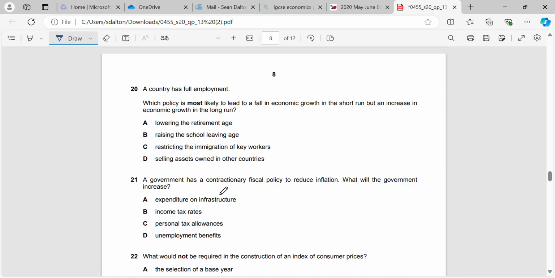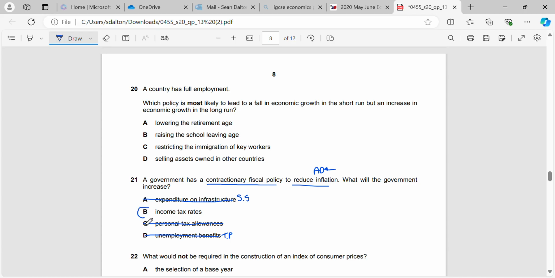Okay, 21. A government has a contractionary fiscal policy to reduce inflation, so we're trying to move AD to the left. What will the government increase? So remember, fiscal policy is the use of taxes and government spending. Expenditure on infrastructure, that would be a supply side policy designed to increase AS. Personal tax allowances, that might be a redistribution of income policy. Unemployment benefits would be a transfer payment. Okay, but they're not fiscal policies, it's only the use of taxes and government spending.